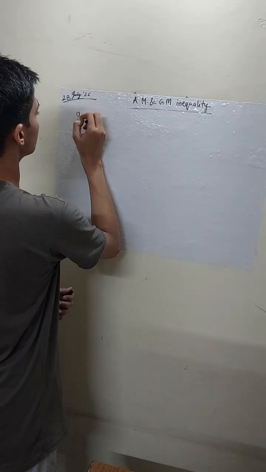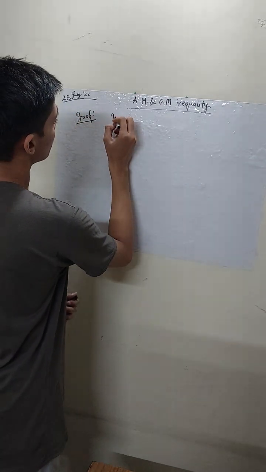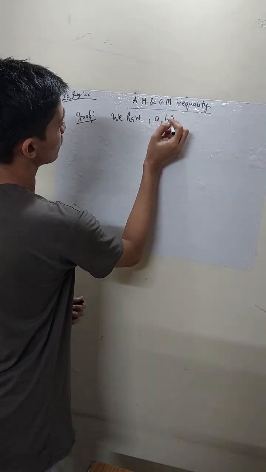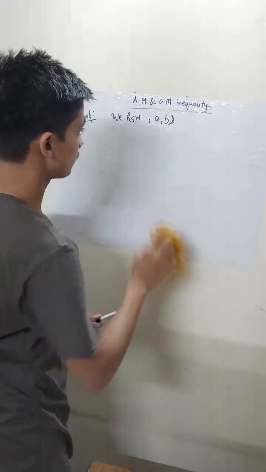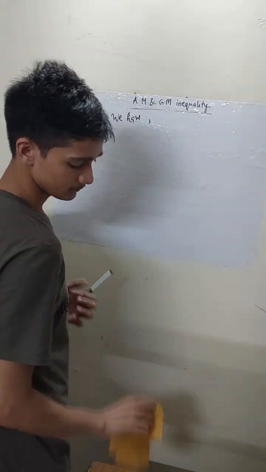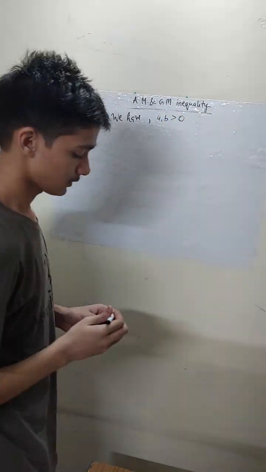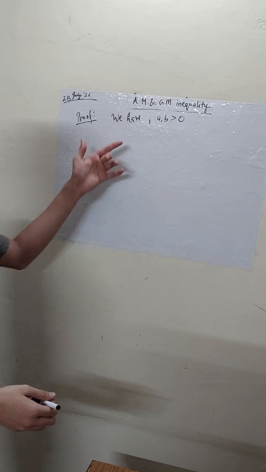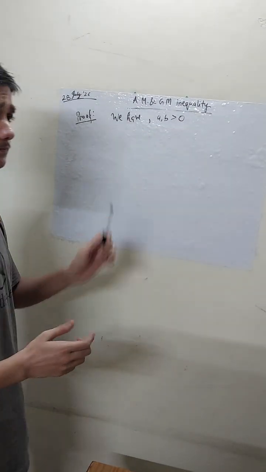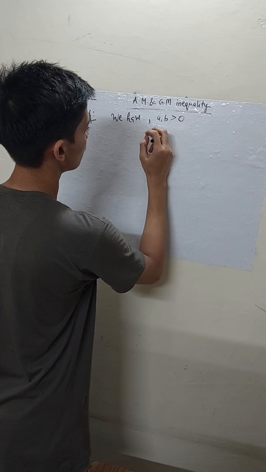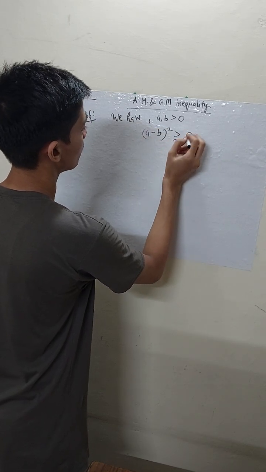Proof of the theorem. We have A, B greater than 0. We have A and B as positive numbers, and we know the familiar result that (A minus B) whole square is greater than or equal to 0.